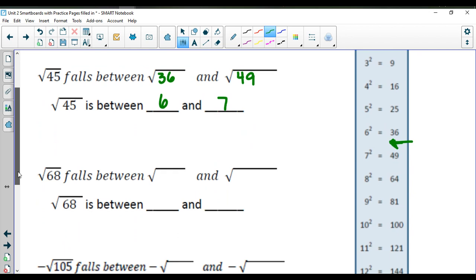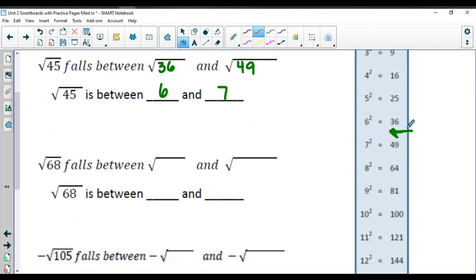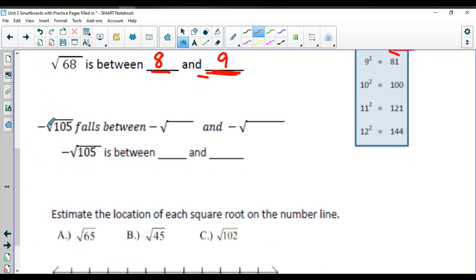Square root of 68, if we were to look for 68 on this list, it would go somewhere in between here. So this would be between the square root of 64 and the square root of 81. What numbers are these actually going to be between? So this is going to be your first question right here. This one is 8 because the square root of 64 is 8. What about this one right here? This would be 9 because the square root of 81 is 9. So the square root of 68 is going to be some number between 8 and 9, and it's going to be a decimal number.